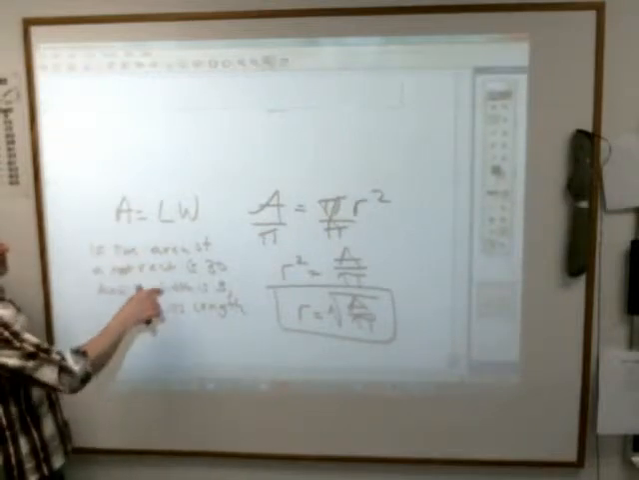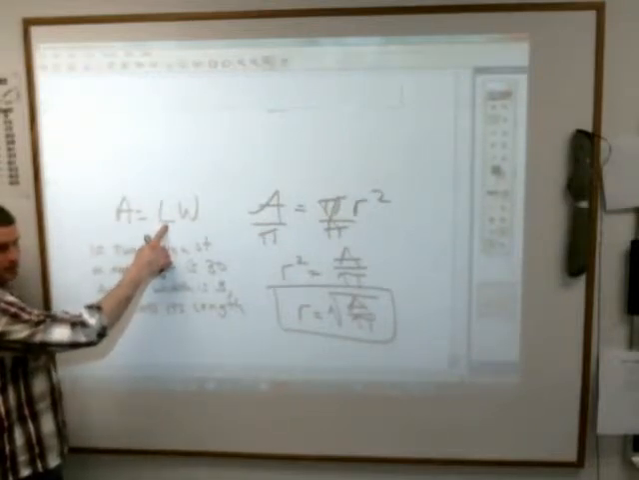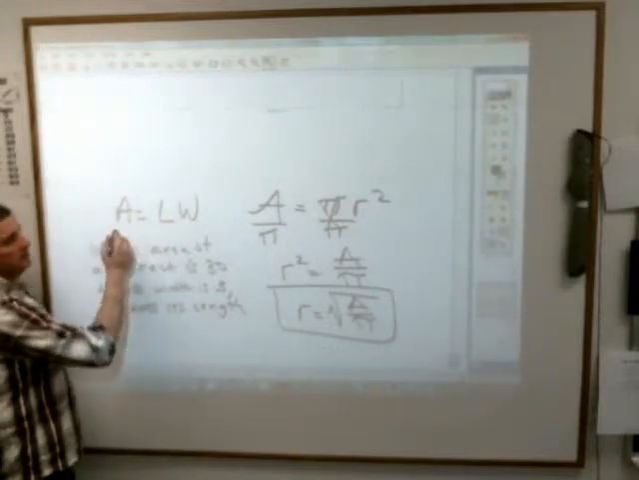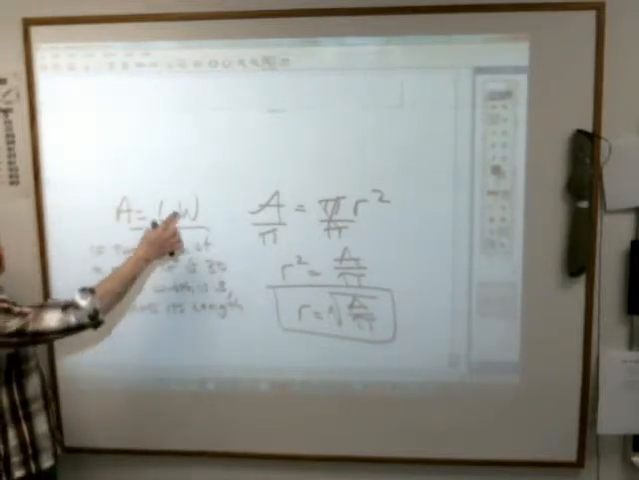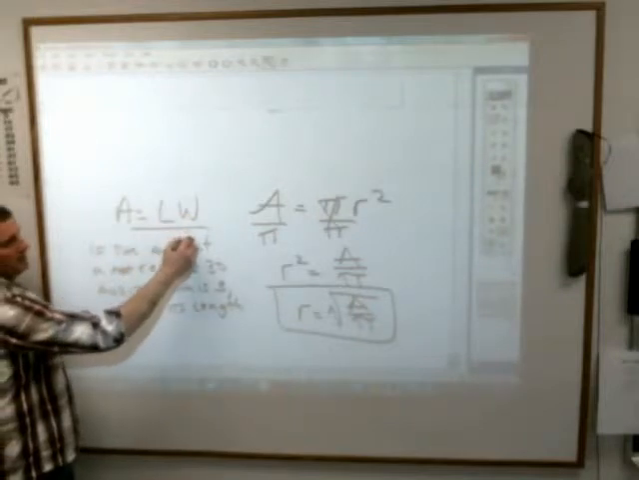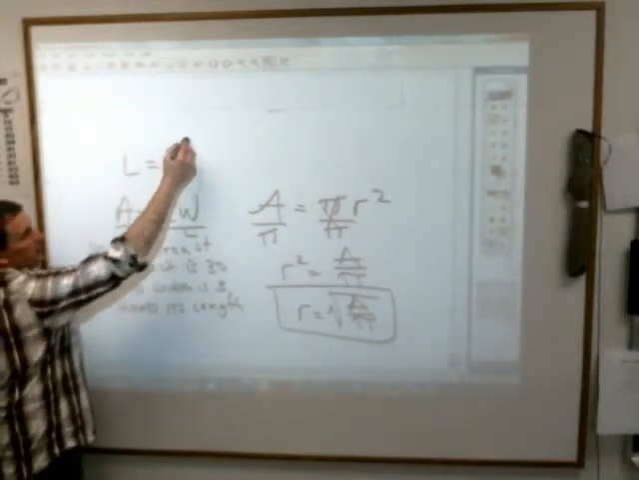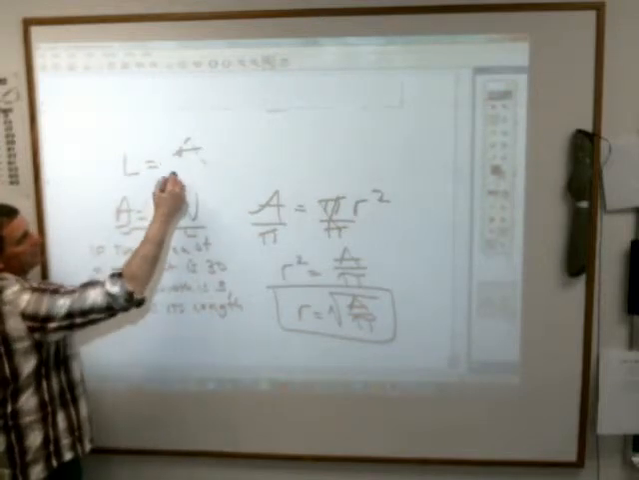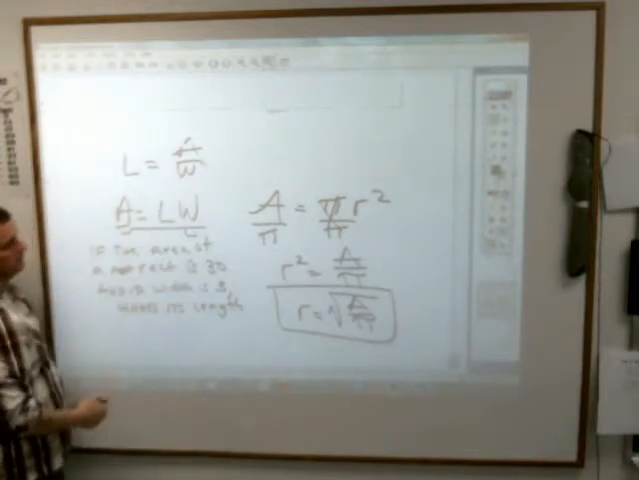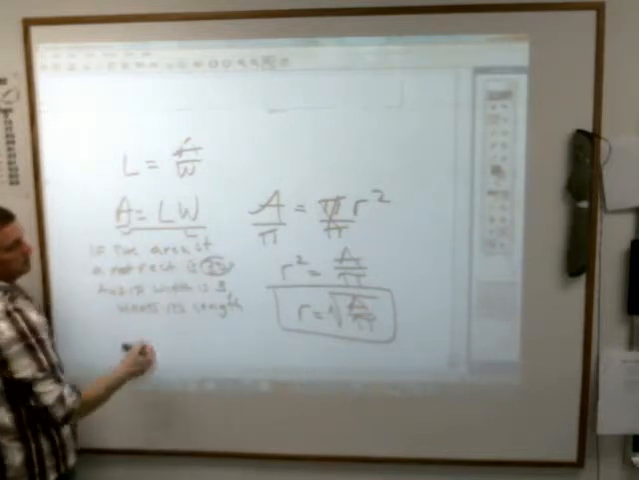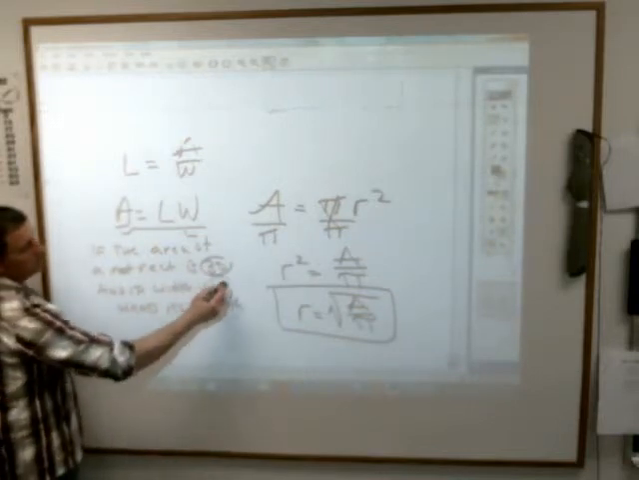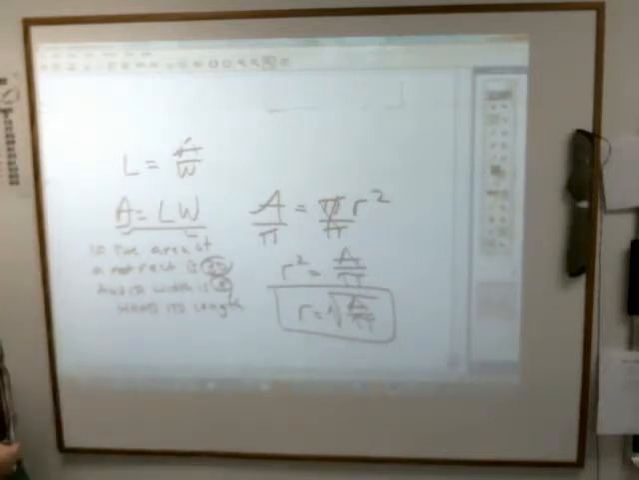What am I looking for in this? I'm looking for the length. So in order to find the length in this formula, what do I have to get rid of? The W, and divide by W. So length is going to equal the area divided by the width. So you have the area here, which is 30, and the width, which is 3. And what is the length going to be?